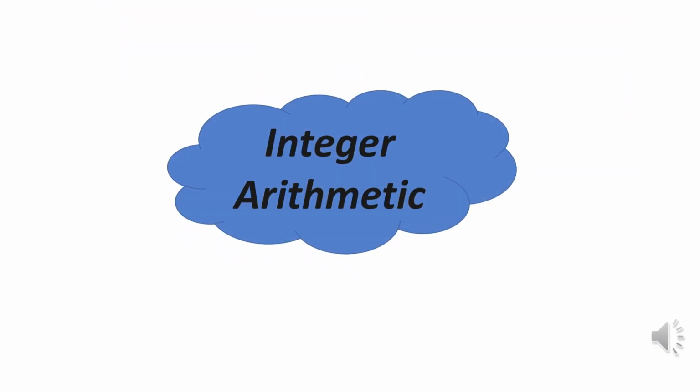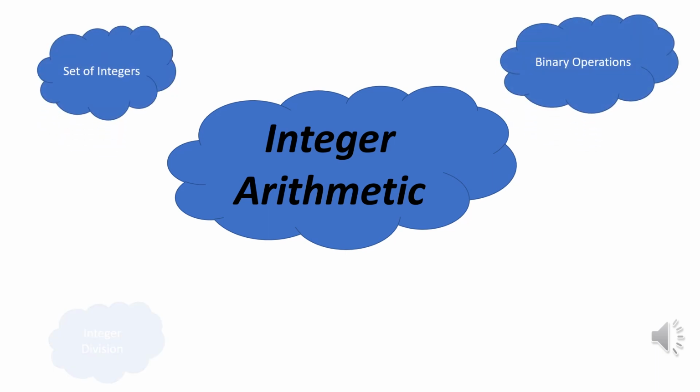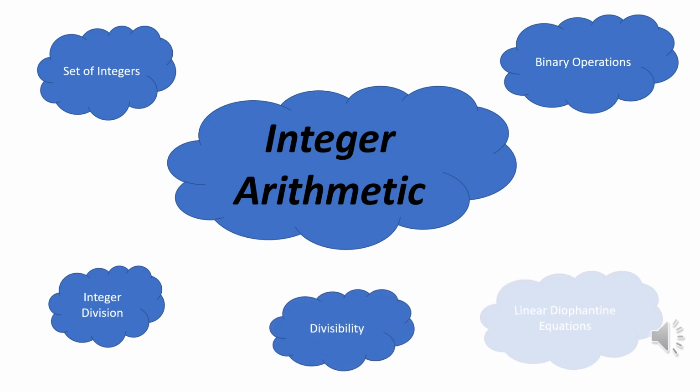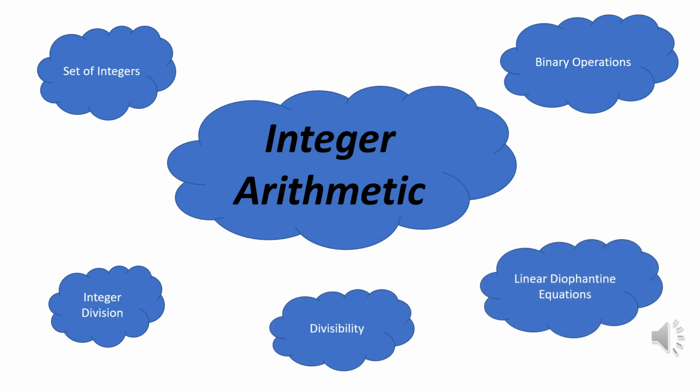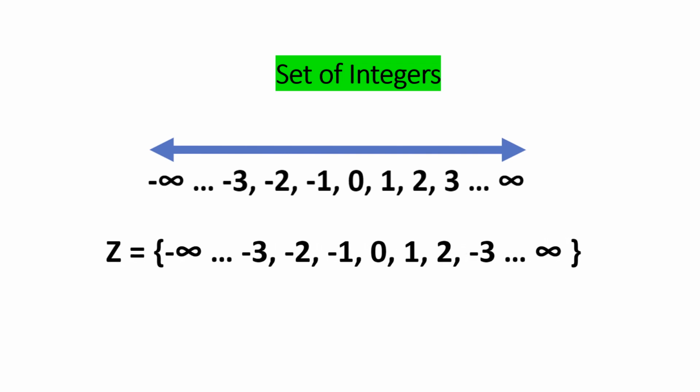In integer arithmetic, we use a set and a few operations. You are familiar with this set and the corresponding operations, but they are reviewed here to create a background for modular arithmetic. The set of integers, denoted by Z, contains all integral numbers, with no fraction, from negative infinity to positive infinity.